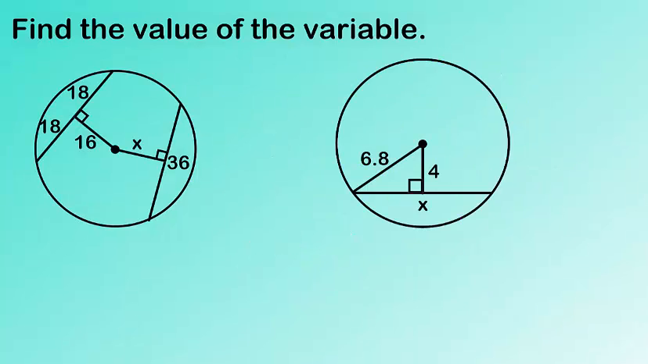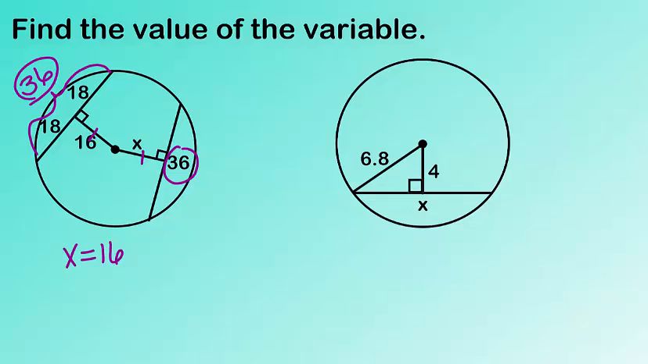Great, so let's look at some examples. In this first one, I know that if I take 18 and 18, I get 36. That makes both of these chords congruent, so I know that they'll be equidistant from the center of the circle, so x will be 16.